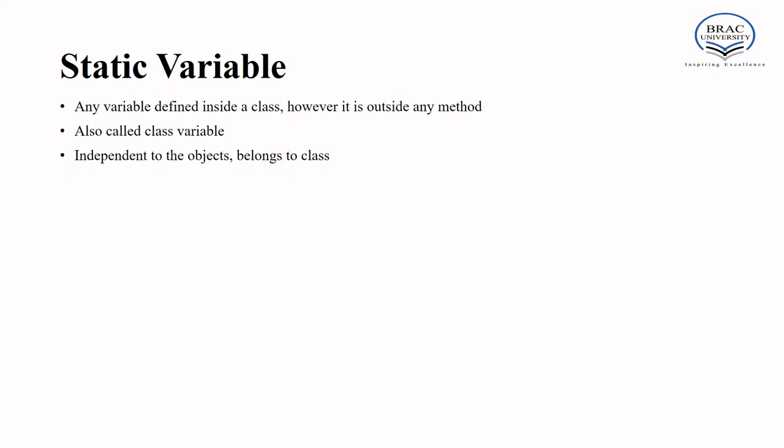So what is basically a static variable, or what we can call a variable static? Basically a variable is called static when it is defined inside a class but it is outside the method. It is also called class variable, and the static variables belong to the class. They are independent of the objects. So let's see an example of a static variable so that you can understand what we are referring to.